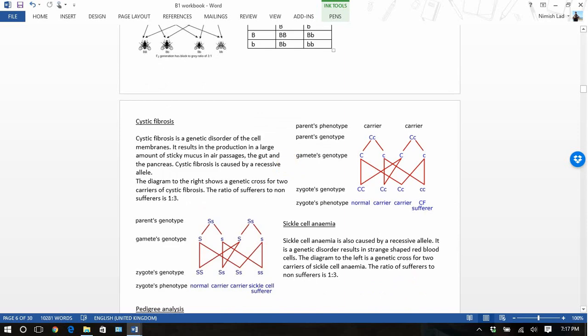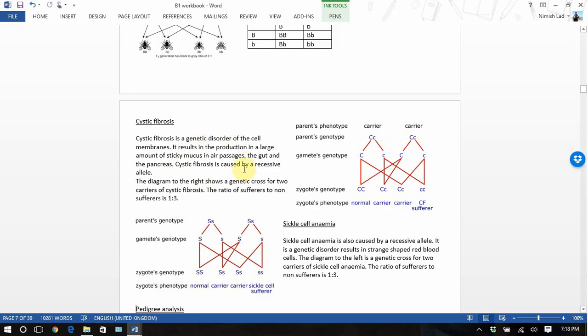So cystic fibrosis is a genetic disorder. You can do it in a Punnett square like above, or you can do it in these cross diagrams. The result of it is that it produces a large amount of mucus that blocks air passages, and also the gut and the pancreas. So it means that people with cystic fibrosis find it difficult to breathe. They also find it difficult to digest food. So you need to take medication for that, and also take massage for it as well. It's caused by a recessive allele.